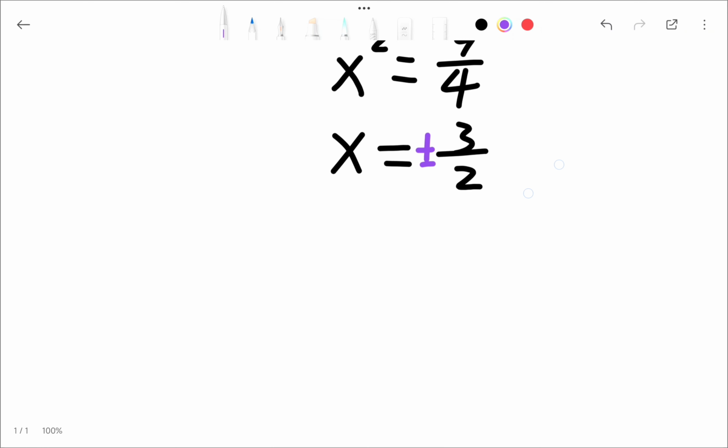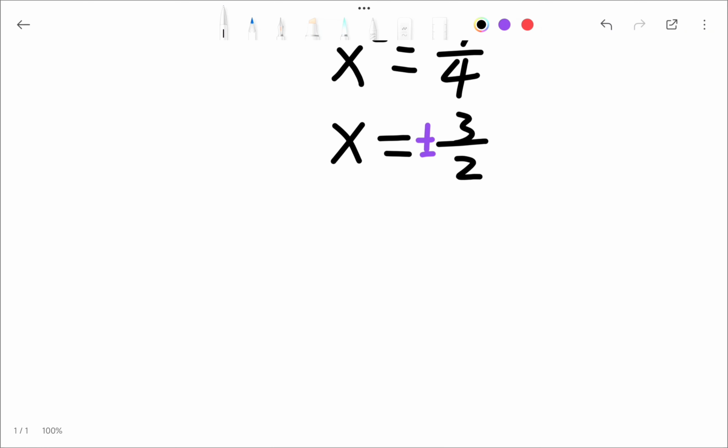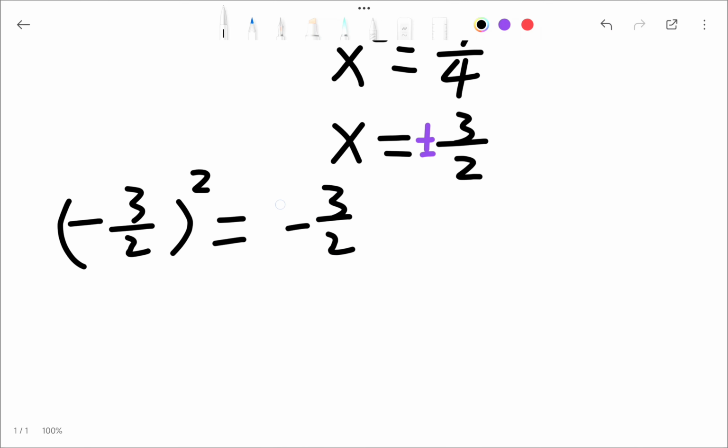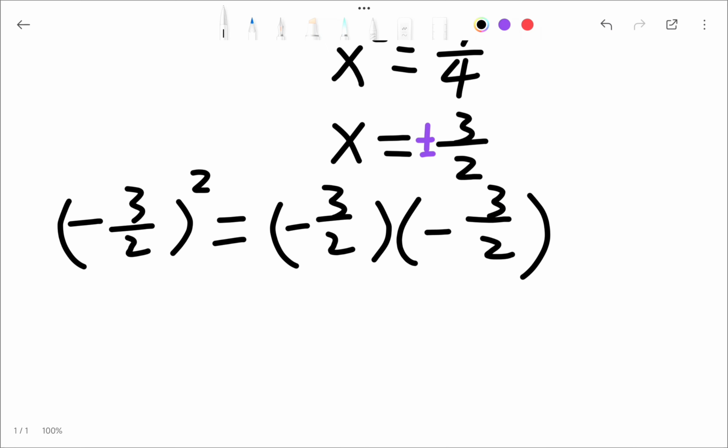So why -3/2? Because if we have -3/2 squared, that is 2 negative numbers multiplying together, it still gives us a positive number.